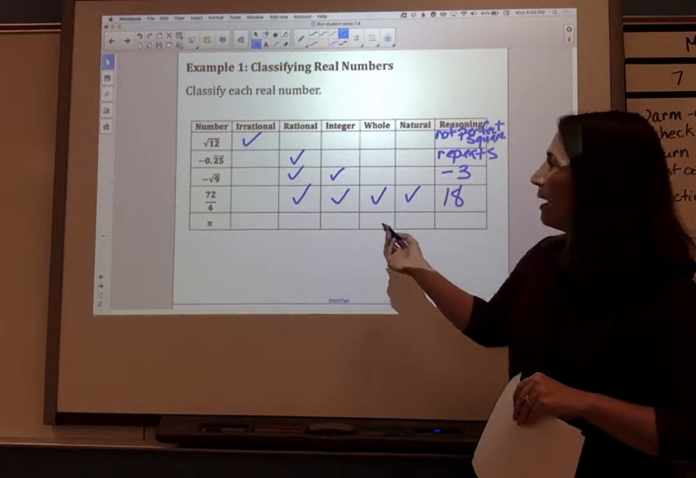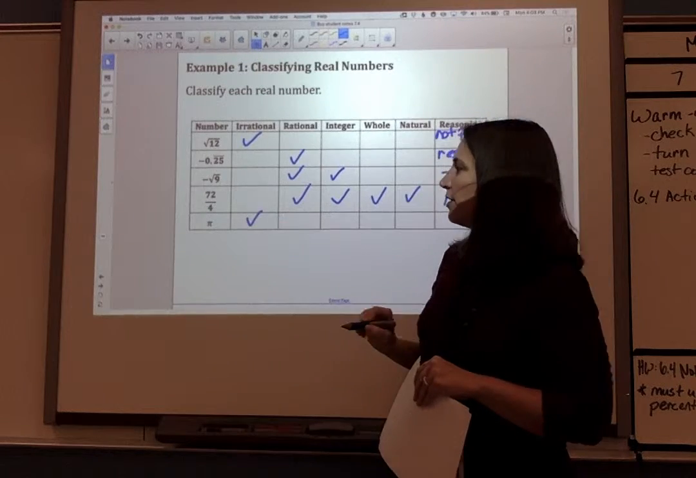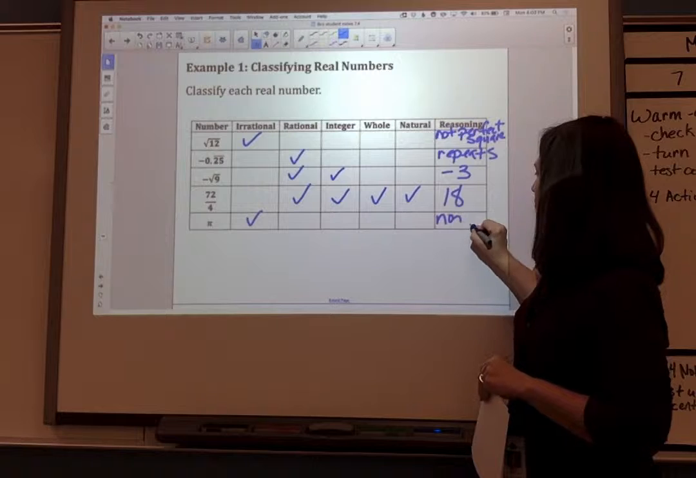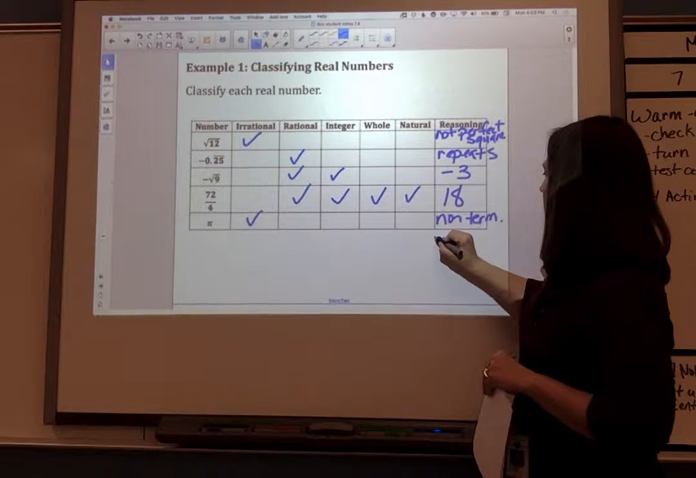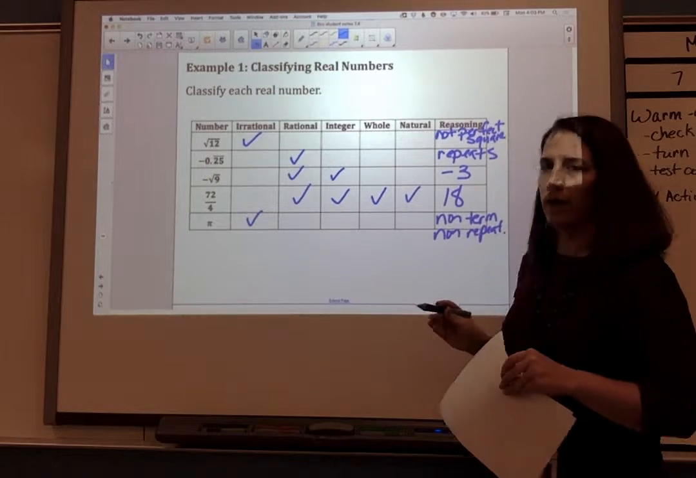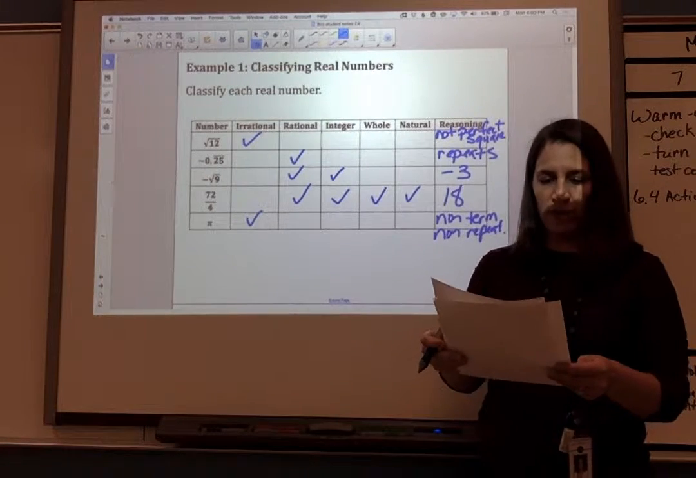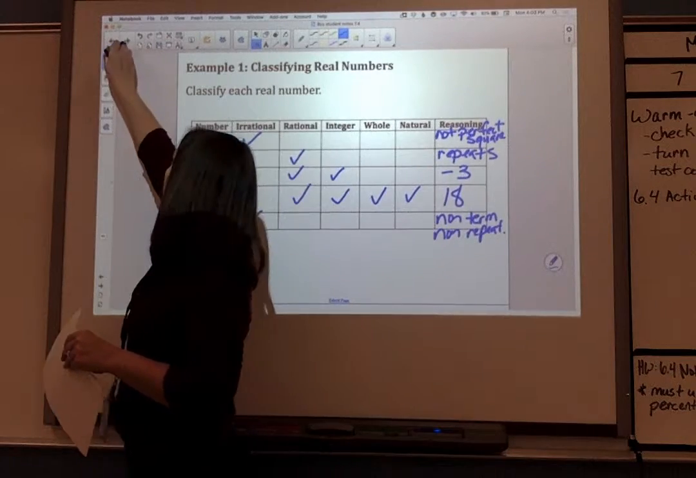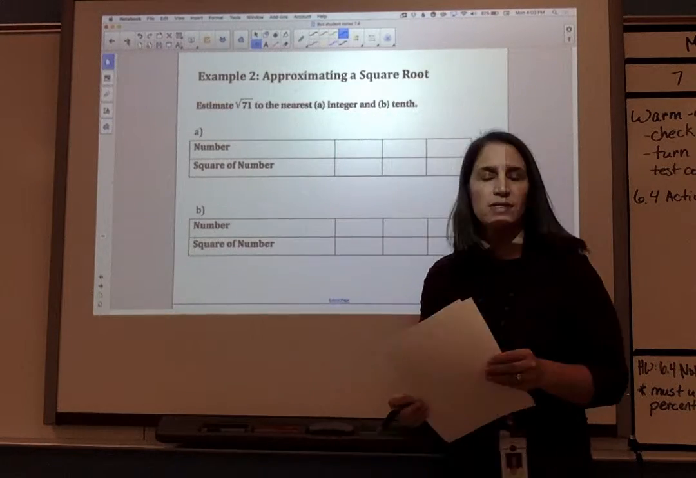And then last we have pi. That is like our standard irrational number. It's non-terminating, non-repeating. Okay, so that is classification of numbers. Now we're going to get into approximating square roots.